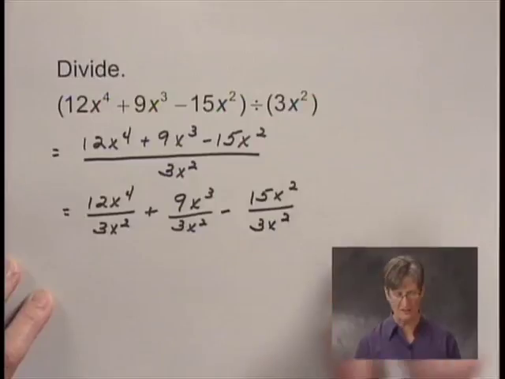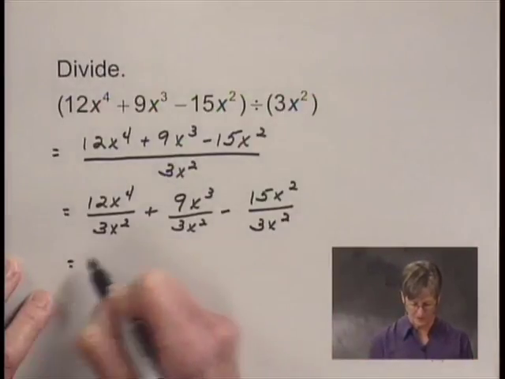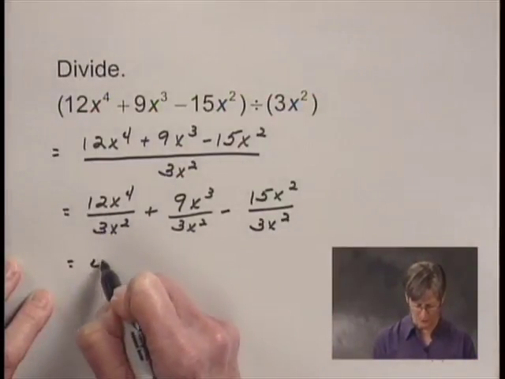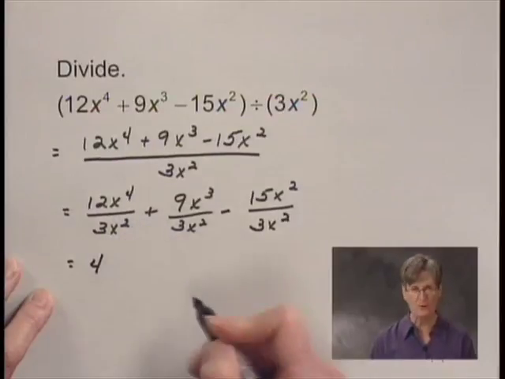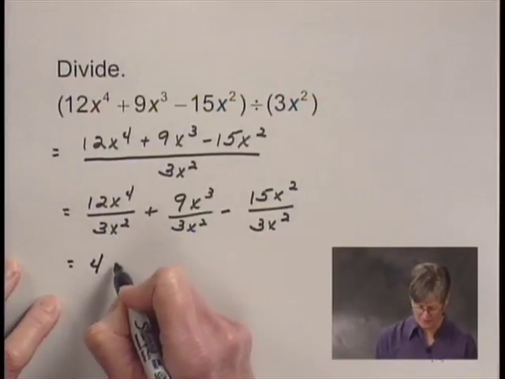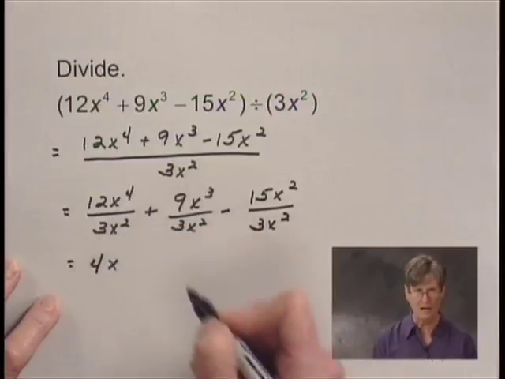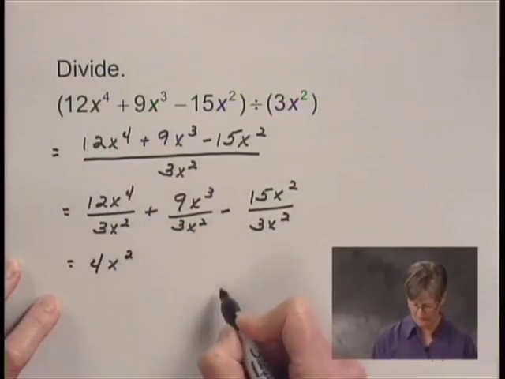And now I just carry out these individual divisions. Here I have 12 divided by 3 is 4. And to divide x to the fourth by x squared, I subtract exponents. So I'd have x to the 4 minus 2 power, or x squared.